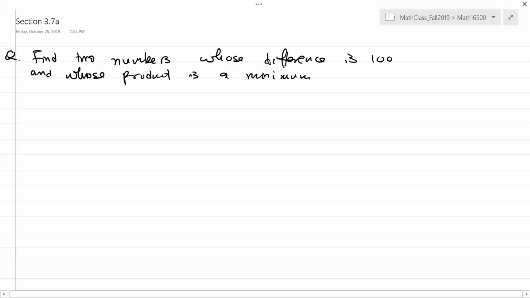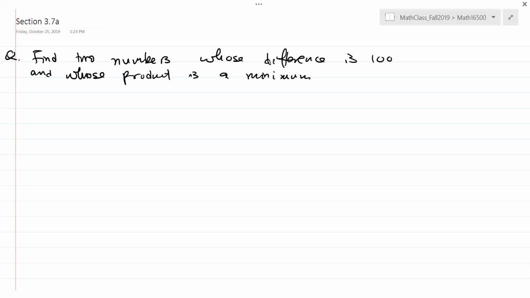So we have two numbers, and we know the difference. Then you get a bunch of numbers whose difference is a fixed 100. Then you look at the product. Of course, the value of the product changes. We want to find those two numbers where the product is a minimum, so all the possible values of the product are greater than or equal to that number. So how do you solve this type of problem?